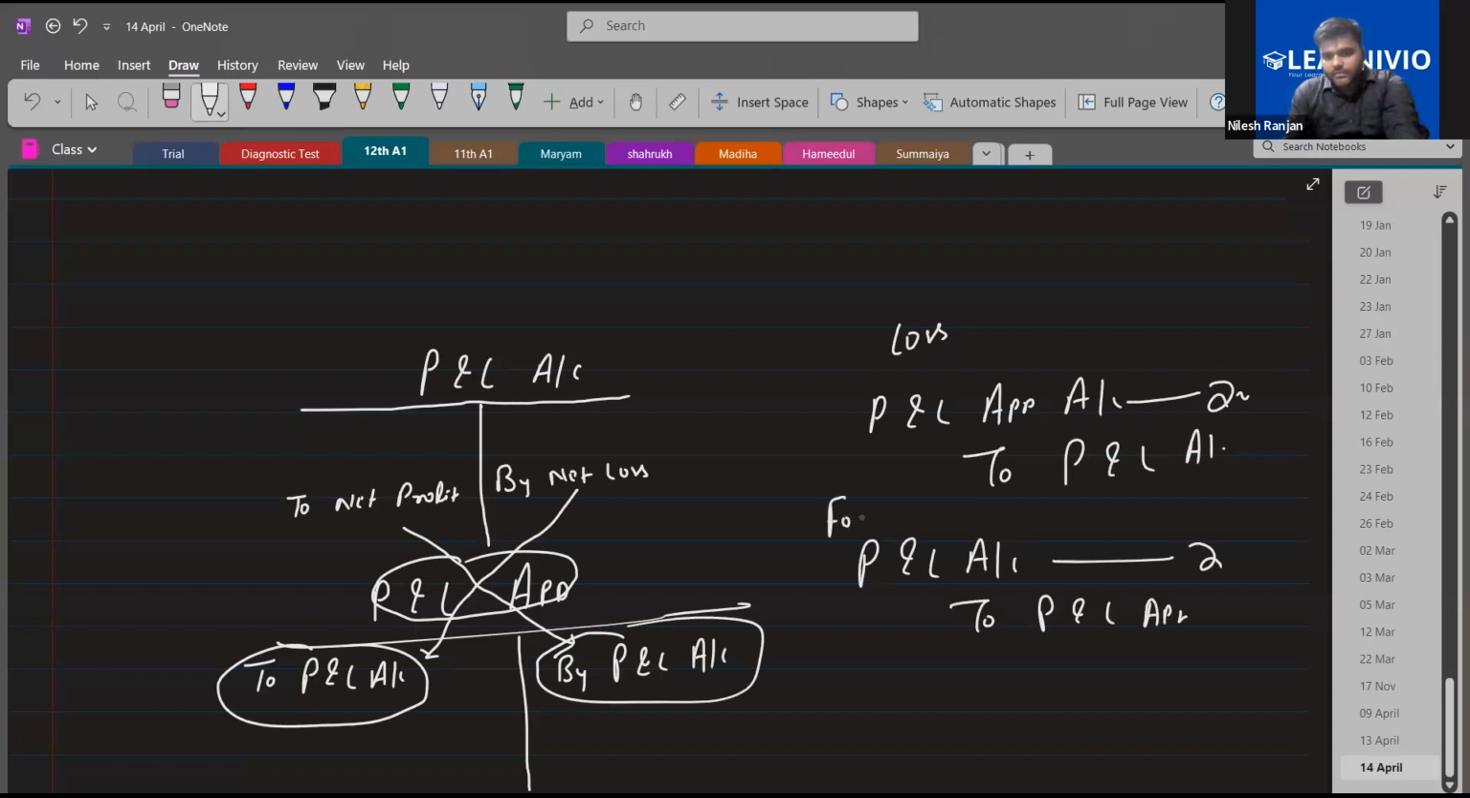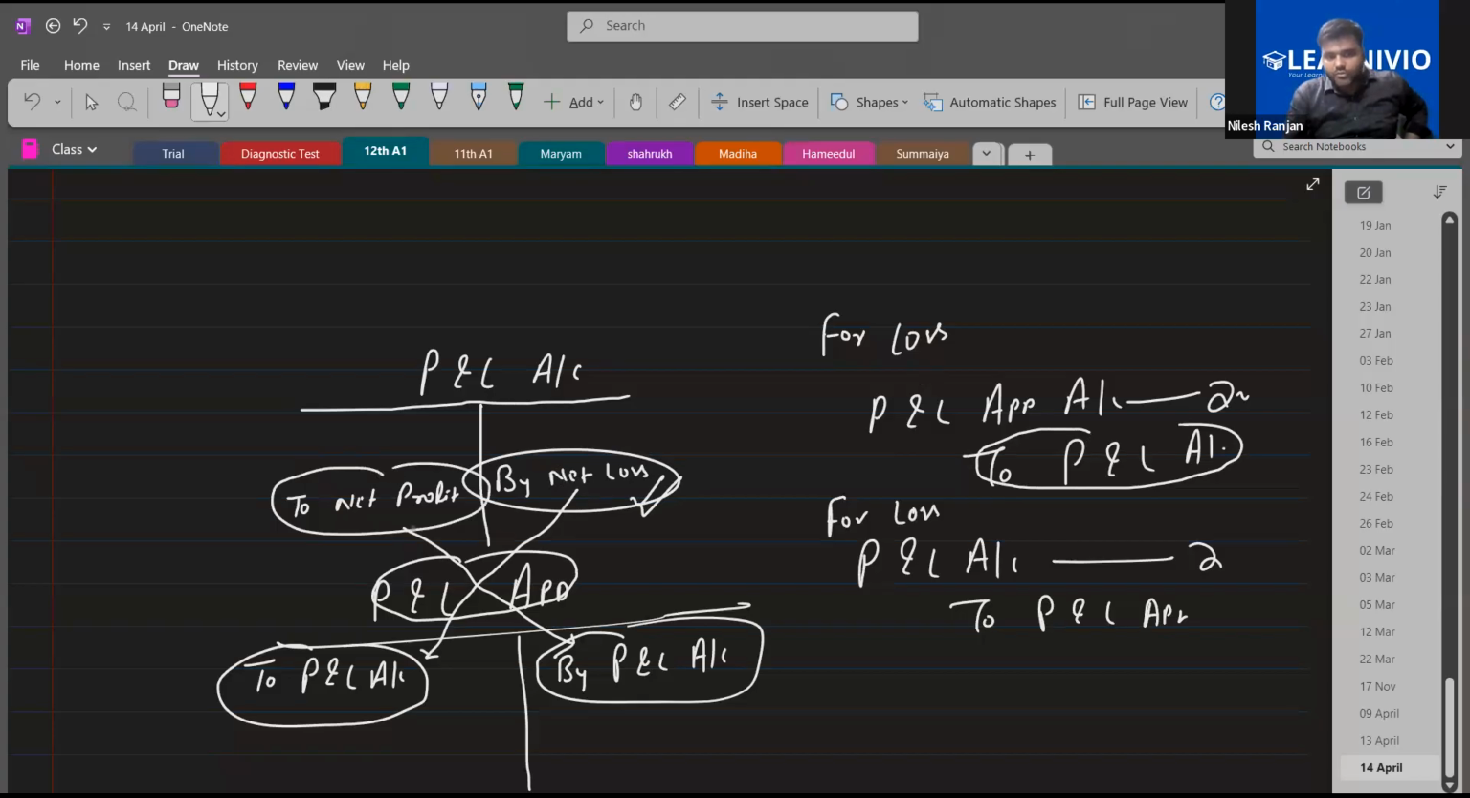It is a transfer entry. So if you are transferring the balance, net loss is on the credit side of the profit and loss account and net profit is on the debit side. So for transfer of profit, profit and loss account is on the debit side.